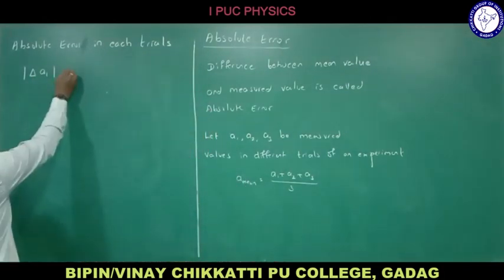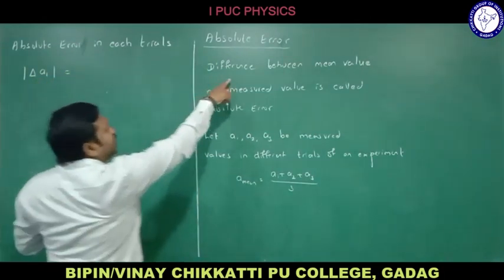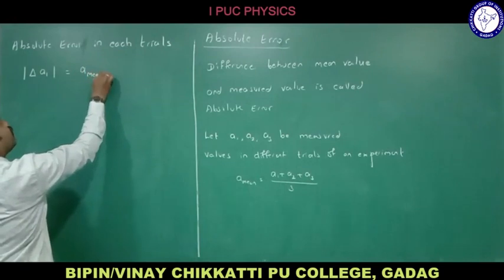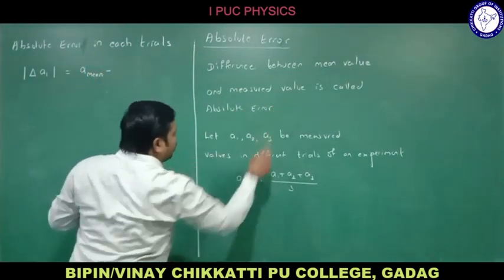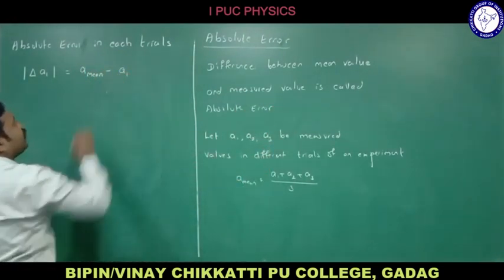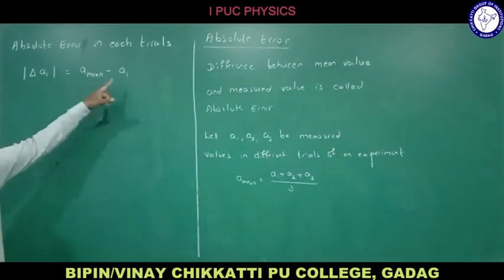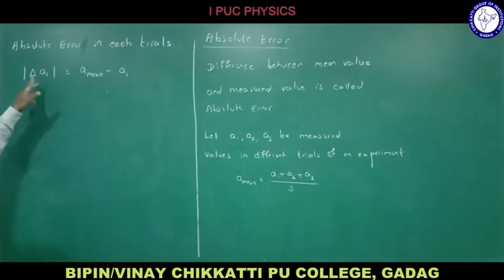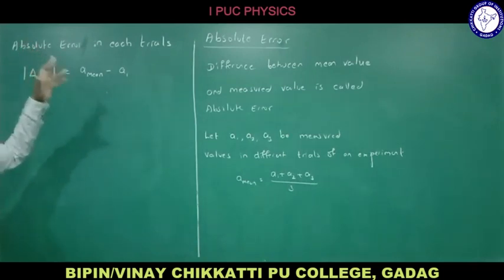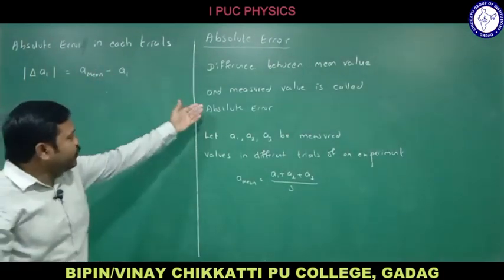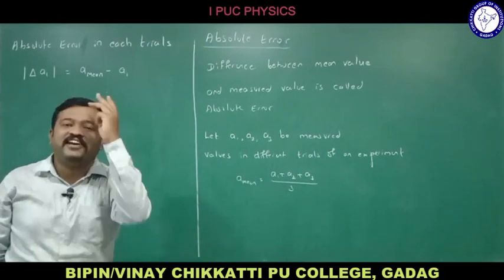So what is delta A1? It is the difference between the mean value, A mean, and the measured value, which I call A1. So delta A1 is A mean minus A1. Delta A1 is which error? It is the absolute error, the difference between mean value and measured value. I have measured it 3 times, so I will get 3 absolute errors.